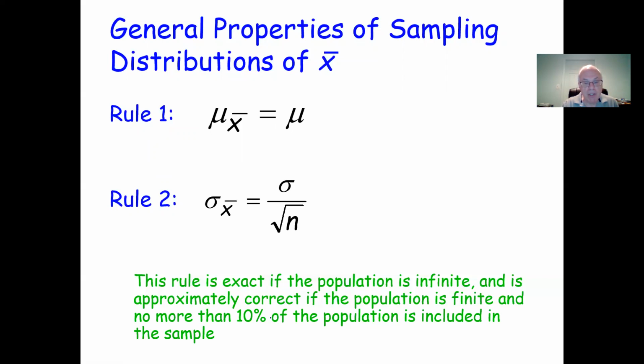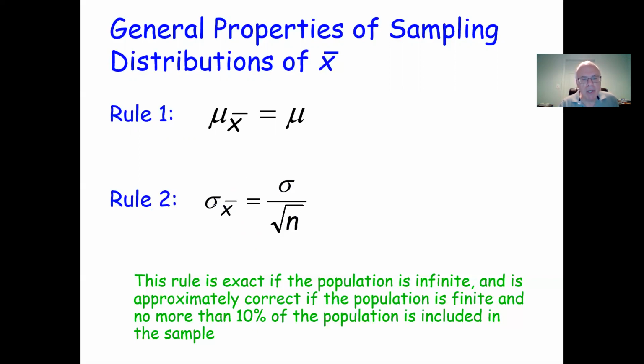The percentage of the population that's in the sample is going to be much lower than 10%. Now, the example that I just showed you, where we had a population of 5 fish and we were taking samples of size 2, well, 2 divided by 5 is 0.4, or 40%. That is way too high, so this formula wouldn't work in that case. But again, most of the situations we'll be looking at, we can use this formula because the sample size will be much less than 10% of the population size.